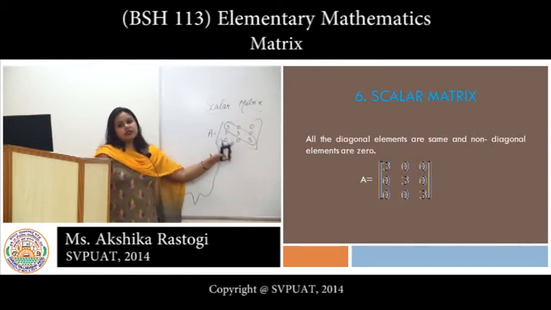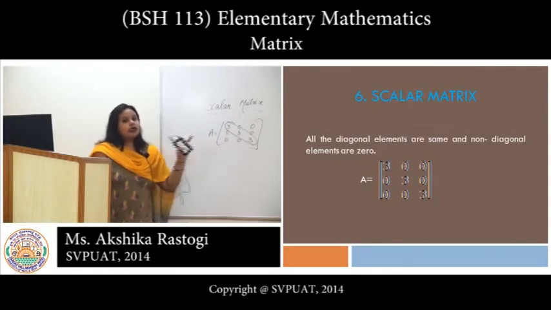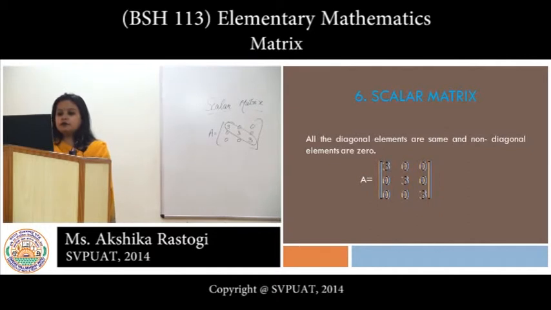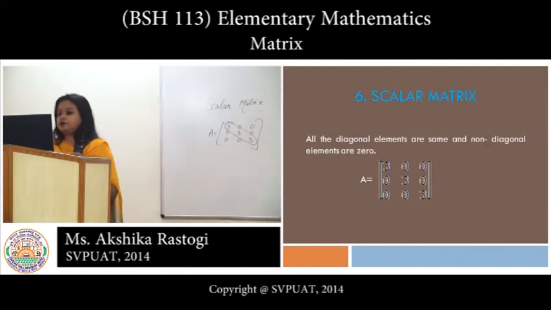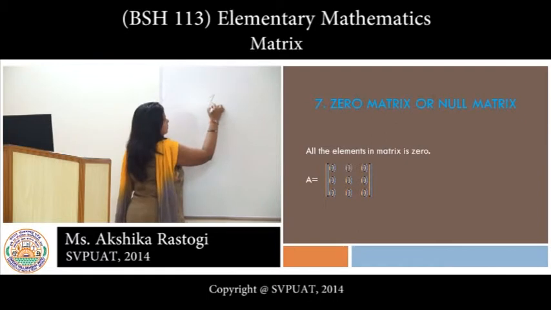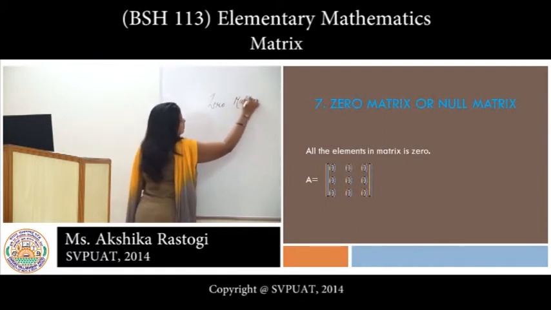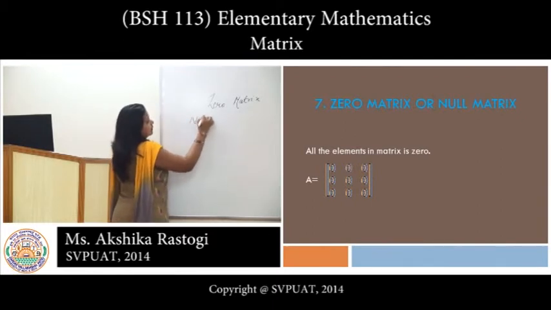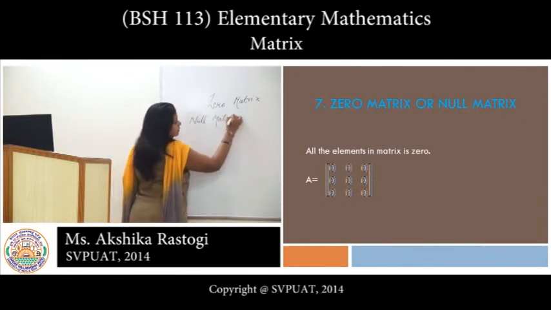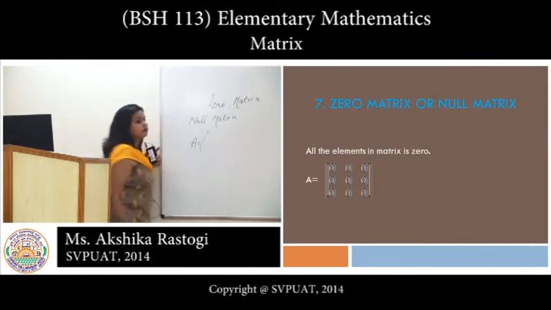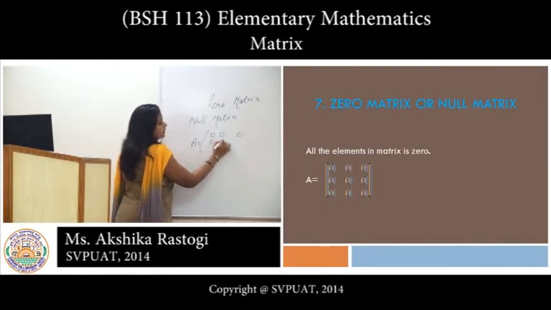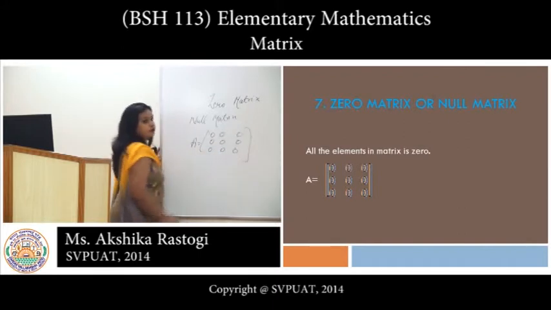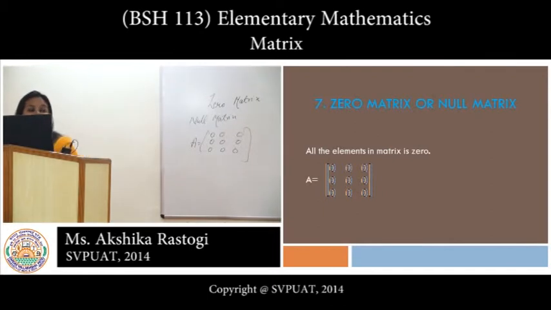Secondly, we have the zero matrix, where all the diagonal elements should be 0 and the other non-diagonal elements should also be 0. The zero matrix, or we can say the null matrix. As the name explains, all the elements in this matrix are 0. If all the elements in the matrix are 0, then it's called a zero matrix.